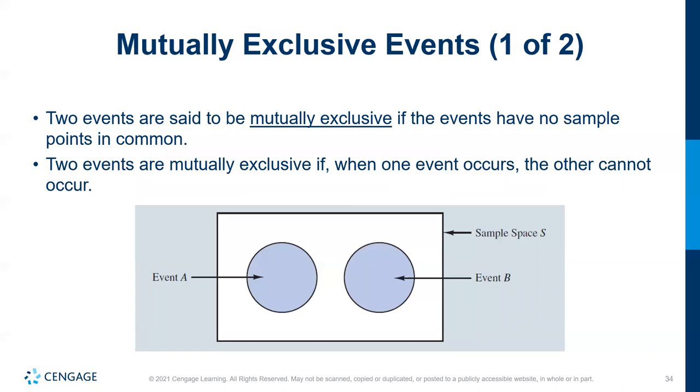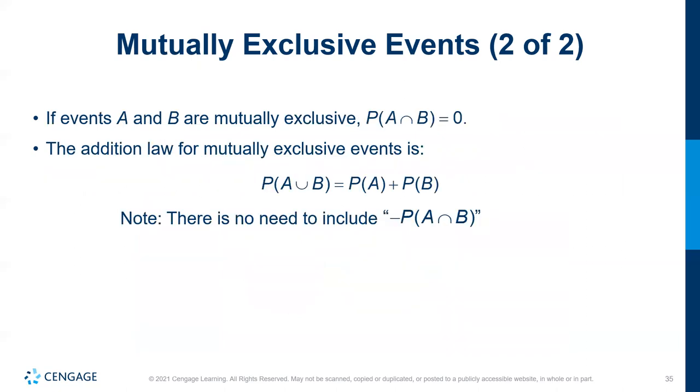Then there's the mutually exclusive events that I mentioned, and that is they have no sample points in common. There's no overlap. So if B happens, then A can't happen. If A happens, then B can't happen, because there's no overlap. Whereas when there's overlap, A and B could happen simultaneously. So if they're mutually exclusive, the probability of the intersection of A and B is zero, because there is no intersection.